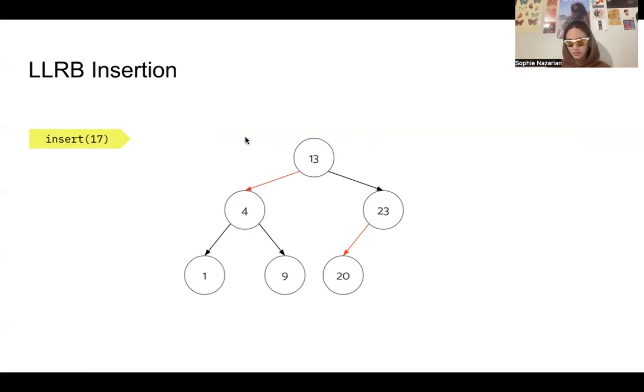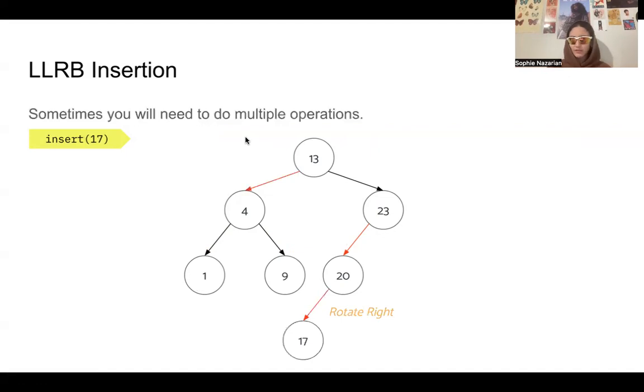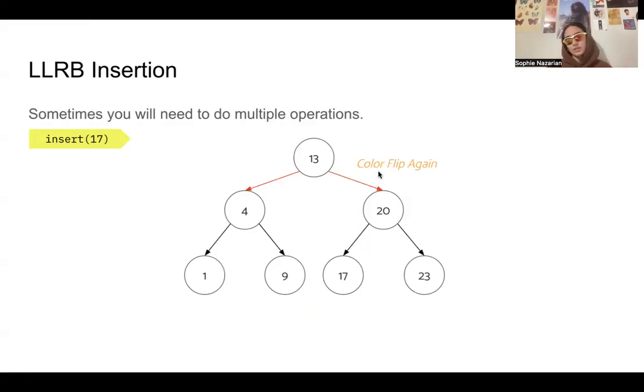What about 17? If we add 17, we're going to have 2 reds in a row. This means that there are 3 objects in one node, and that's not good. They're not following the rules. So we're just going to rotate all of this to the right. But that didn't fix anything because now we have 2 red children. No, thank you. We're going to color flip that. But wow, this just isn't working out for me. We have 2 red children again, but it's okay. Let's color flip it. And would you look at that?